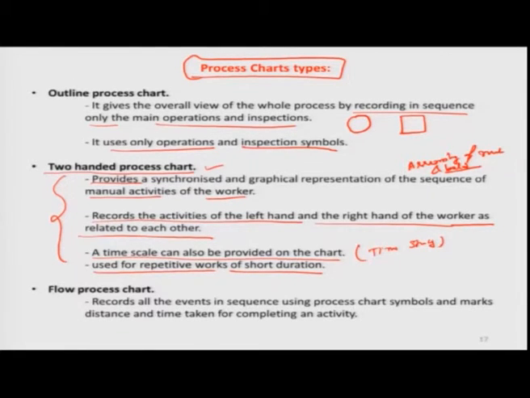And the third one is the flow process chart. Here it records all the events in a sequence using process chart symbols and marks the distance and time taken for completing an activity. So, this is more beneficial than the above two charts, because it gives you distance and time measurement.